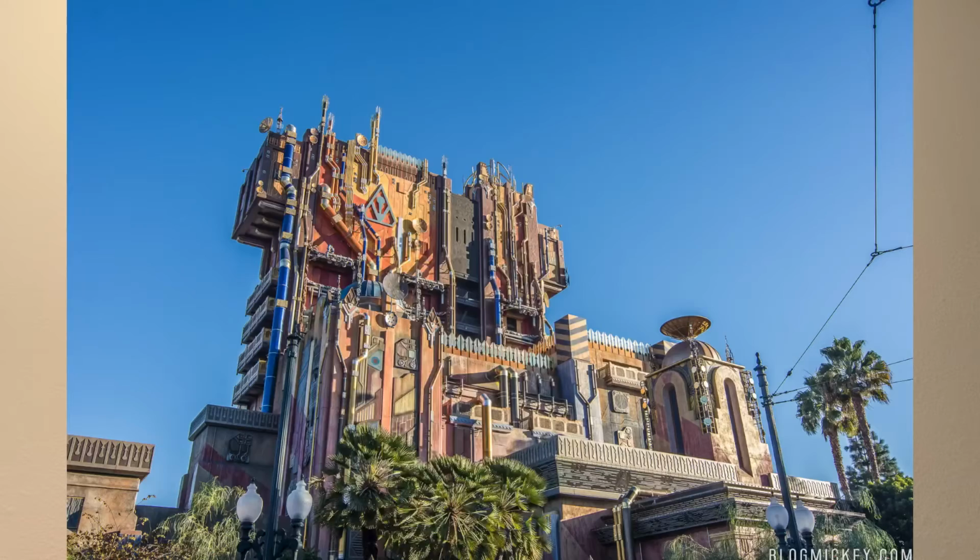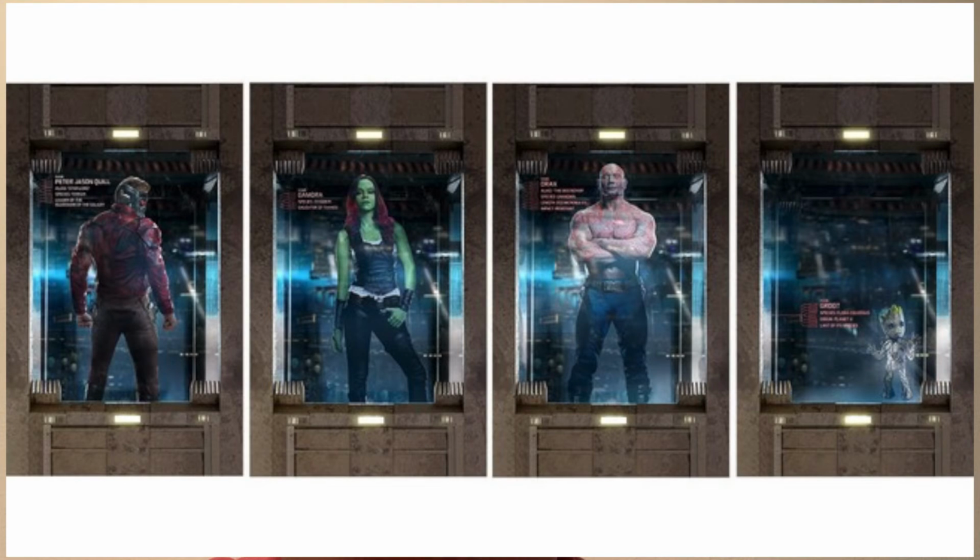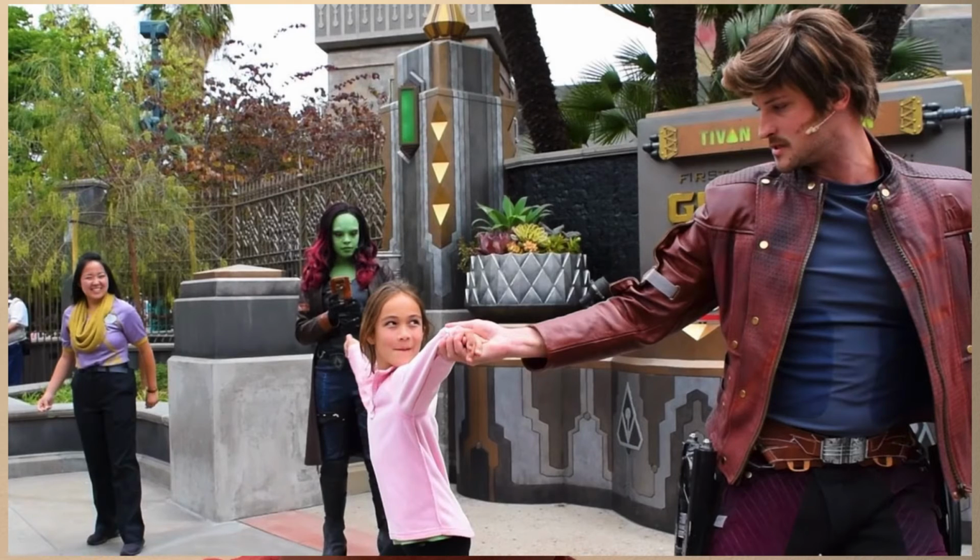Guardians of the Galaxy Mission Breakout. This is a retheming of the Twilight Zone Tower of Terror. And the story of the attraction is that Rocket recruits guests to free the Guardians from the Collector's Fortress. Guardians of the Galaxy Awesome Dance Party. Star-Lord and Gamora lead a dance party featuring songs from the first 2 Guardians of the Galaxy films.